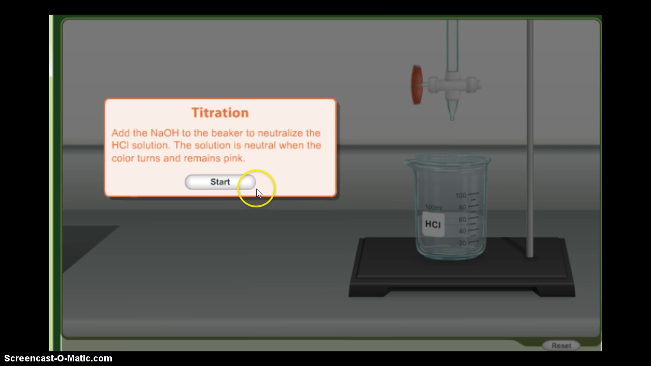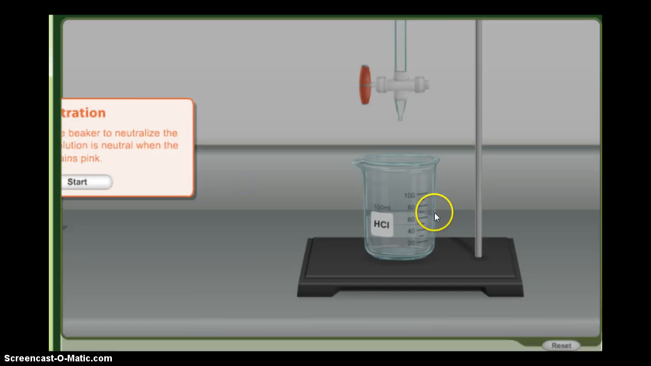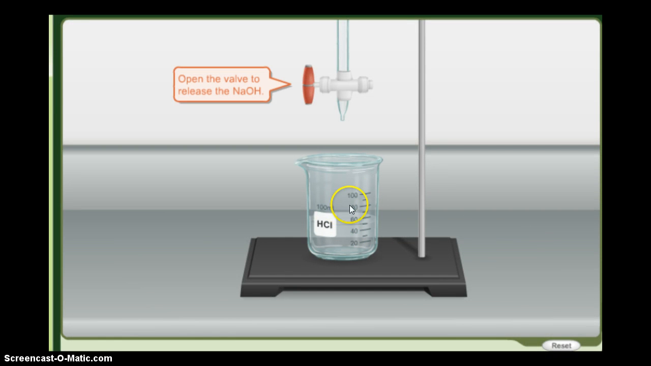All right, so we're going to add the sodium hydroxide to the beaker to neutralize the hydrochloric acid solution. The solution is neutral when the color turns and remains pink. So also inside this beaker is phenolphthalein. So we're going to open the valve and you allow it to drop.